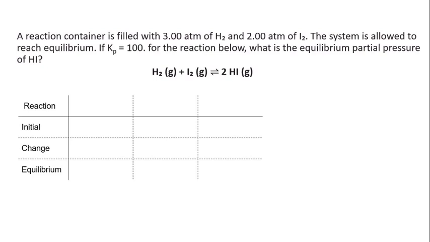So in this question, we are told that a reaction container is filled with 3 atmospheres of H2 and 2 atmospheres of I2. The system is allowed to reach equilibrium, and if Kp equals 100 at this temperature for this reaction, what is the equilibrium partial pressure of HI? So we're trying to find the equilibrium partial pressure of one of the components, and we're given initial, or non-equilibrium, amounts. Those are here. We also have the chemical reaction and the value of K for this reaction.